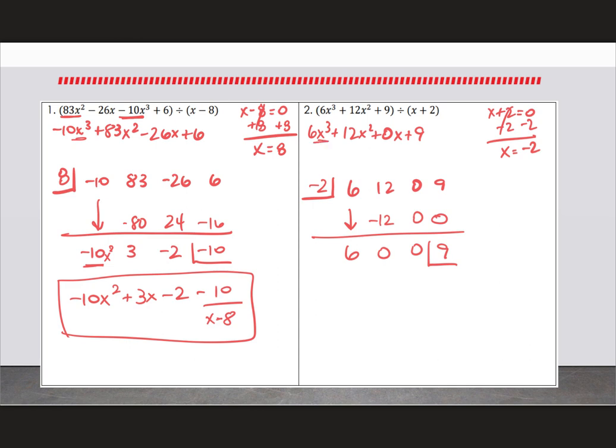So since we started with x cubed up here, we're going to start with x squared down here. So 6x squared. And then I don't need to put the 0 terms, so I'm just going to move right to the remainder and put 9 over x plus 2. And that's my answer. So you don't have to have one of everything at the end, just at the beginning.